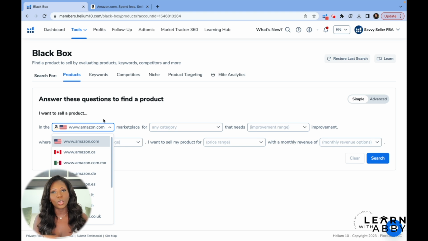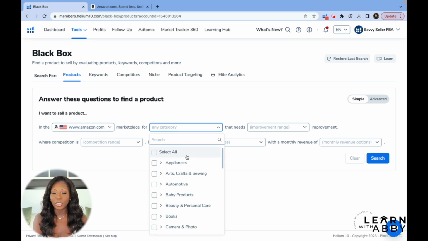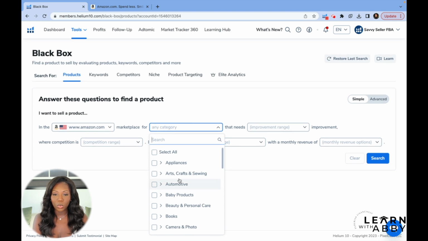If later on you want to go ahead and expand and sell in another marketplace, by all means, go ahead and do that. If it will help you scale and make more money, I'm all for it. But when you're starting out, start on the US market, okay? So you're just gonna leave it where it's at. You don't need to change anything. And then you can do marketplace for any category. So here's where you're gonna be able to select which category you want to be shown products for.